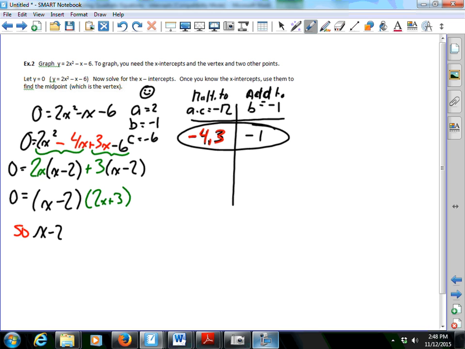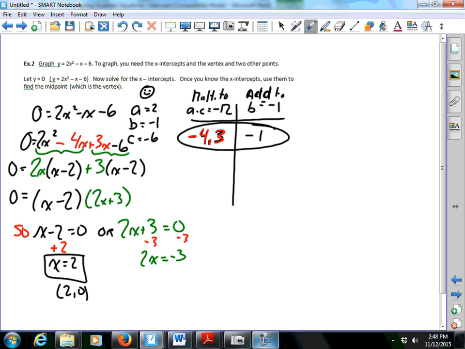So x minus 2 equals 0, or 2x plus 3 equals 0. So using opposite operations here, x is going to equal 2. So I have an x-intercept at 2, 0. While over here, I'm going to subtract 3 from both sides to get 2x equals negative 3. Then I'm going to divide both sides by 2. So x equals negative 1.5, or negative 3 over 2. So I have another x-intercept, in this case, at negative 3 over 2, comma 0.